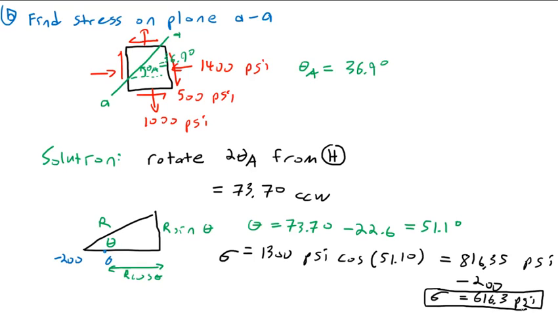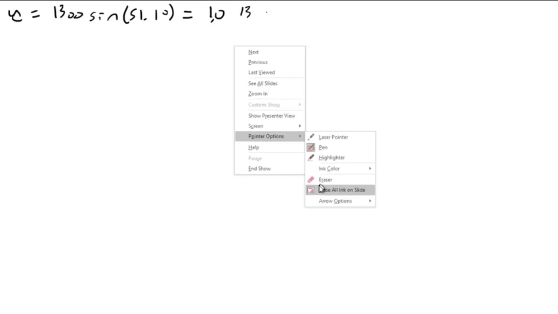Then I can also say, did you get that? Okay. I can also say that tau is equal to 1300 sine of 51.1 degrees. Don't need to do any subtraction here. It's just 1013 psi. Oh, that looks really bad.